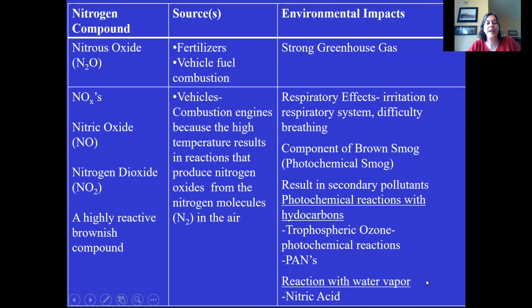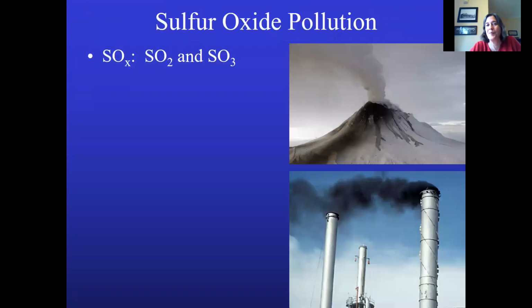And then of course it can react with water vapor to make nitric acid. But when you think of acid rain, nitrogen's not the culprit you should be thinking of. You should be thinking about sulfur. So that was a good segue to the sulfur pollution. The SOx for sulfur, you're looking at sulfur dioxide and sulfur trioxide.